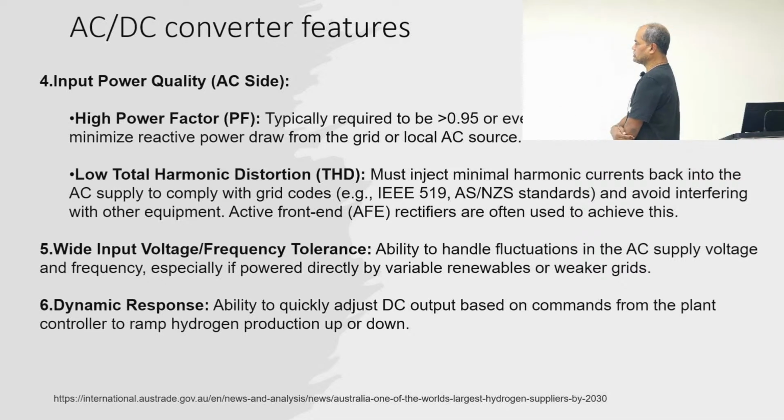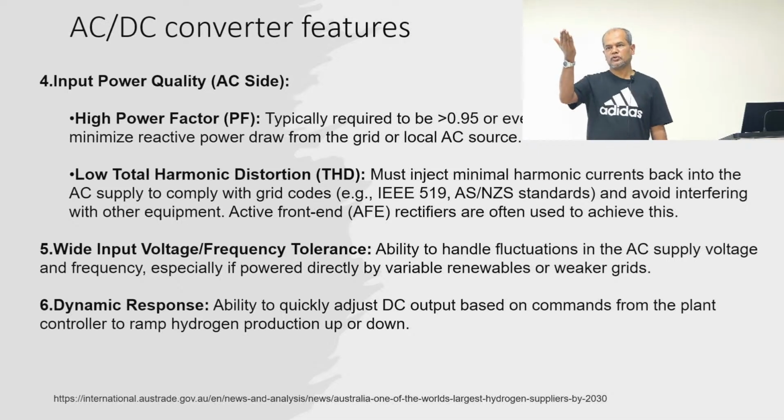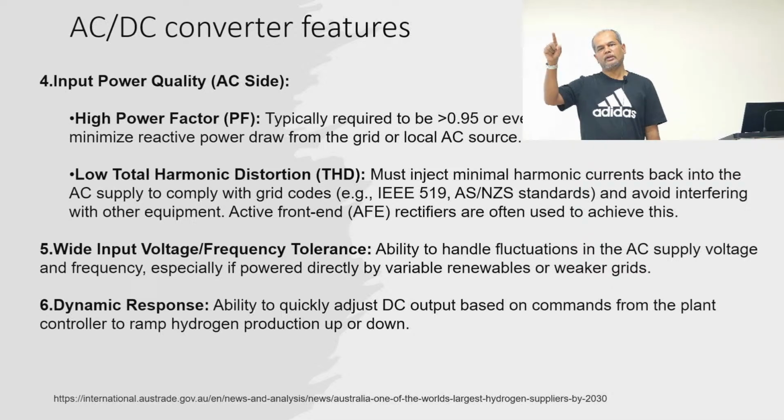And for dynamic response, we definitely want the ability to quickly adjust the DC output based on commands from the plant, either to ramp up hydrogen production or reduce it, depending on your requirement. You can do that anytime. So your rectifier should be able to meet that requirement. If you give a command, it will increase, or if you give a command, it should reduce, but that will be done by the controller.